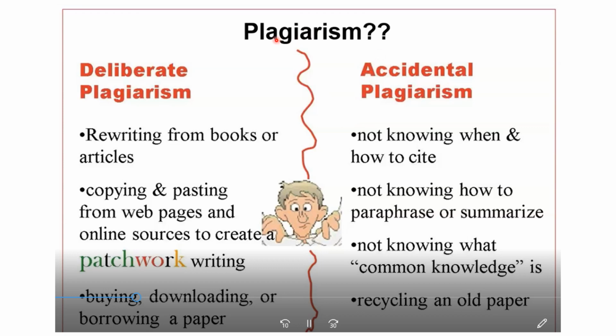So plagiarism can be deliberate or accidental. Deliberate: rewriting from books or articles word for word, copying and pasting from web pages and online sources to create patchwork writing, buying, downloading or borrowing a paper. Accidental can be not knowing when and how to cite, not knowing how to paraphrase or summarize, not knowing what common knowledge is, recycling an old paper.